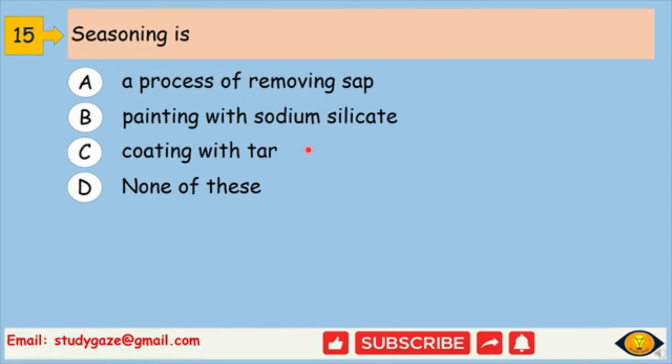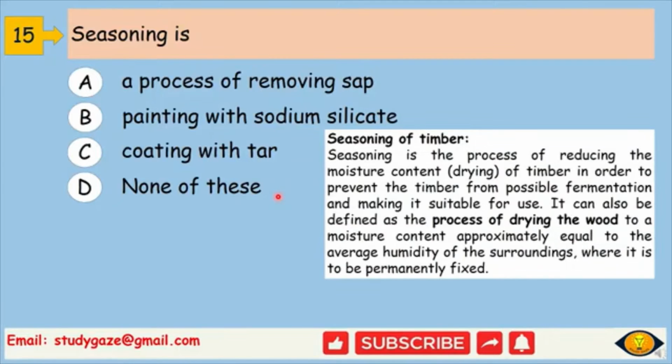15. Seasoning is the process of: removing sap, painting with sodium silicate, coating with tar, none of this. Answer will be A. Process of removing sap. Seasoning is the process of reducing the moisture content of timber in order to prevent the timber from fermentation and making it suitable for use. It can also be defined as a process of drying the wood.